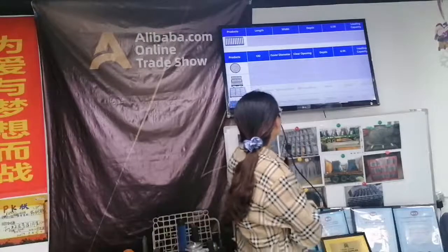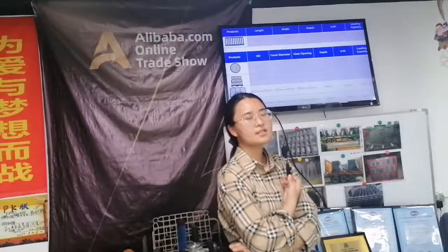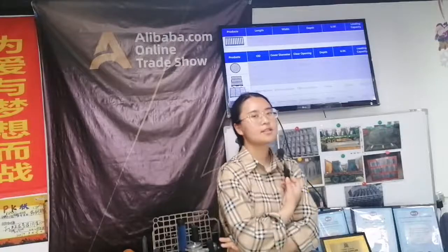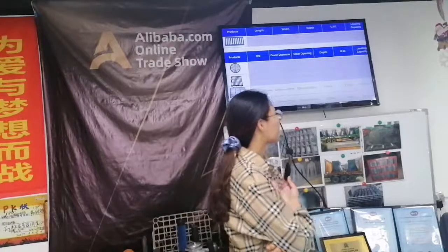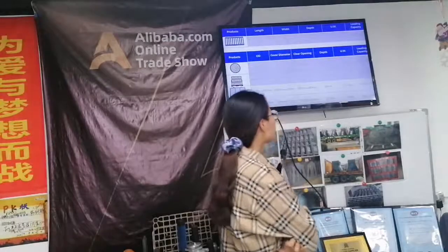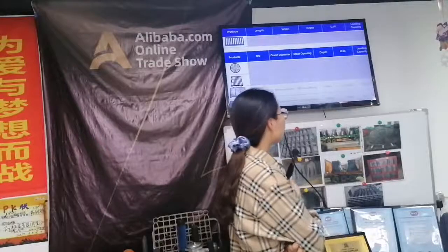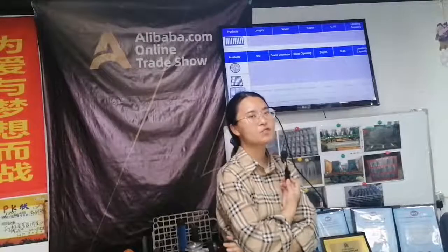For this one, the length is 760 millimeters. The width is 295 millimeters. The depth is 220 millimeters. The unit weight is about 43 kilograms. The bearing capacity for this one is about 40 tons.